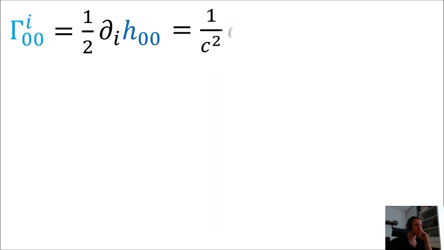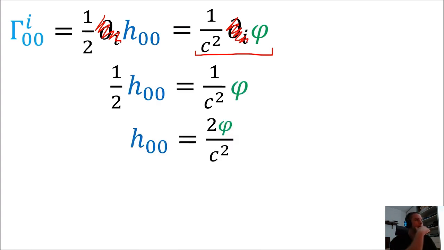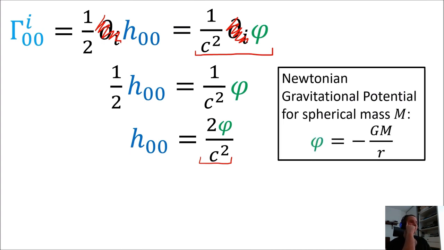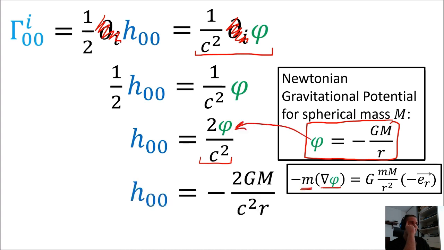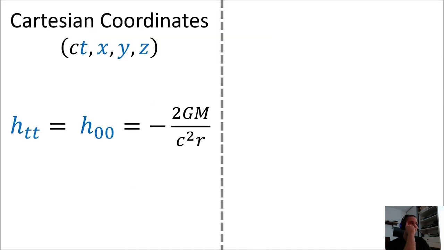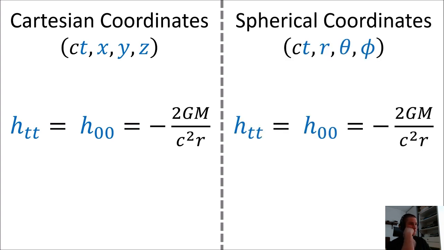But recall that Γ^i_00 is just 1 over c squared partial i of the gravitational potential. If we remove the derivatives on both sides, we see that h00 is just 2 times the gravitational potential over c squared. In Newtonian gravity, the gravitational potential for a spherical body of mass m is -G times m over r. This is what gives us the standard Newton's law of gravity after taking the gradient and multiplying by a second mass. So h00 equals -2GM over c squared r. Since we've solved for h00 in Cartesian coordinates, we've also solved for h00 in spherical coordinates, since both coordinate systems use the same time coordinate.